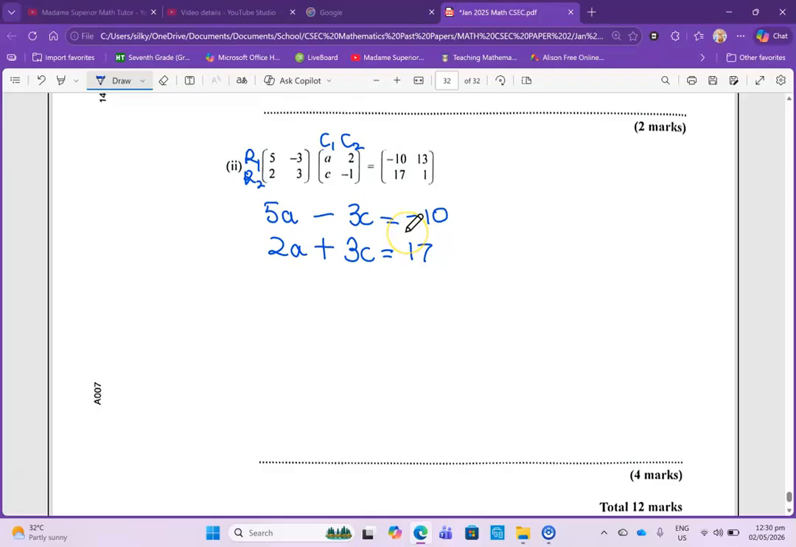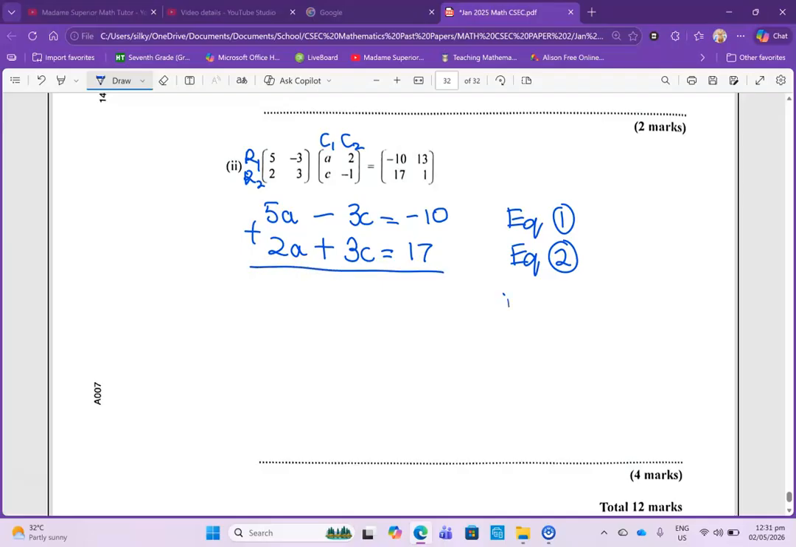So let's work out the values of a and c. What we have now is a system of simultaneous equations. We're going to label the first one equation 1 and the second equation 2. Let's look at the signs involved here. I have minus 3c and plus 3c. If I want to eliminate the c's, because they have different signs, I can add the two equations together.